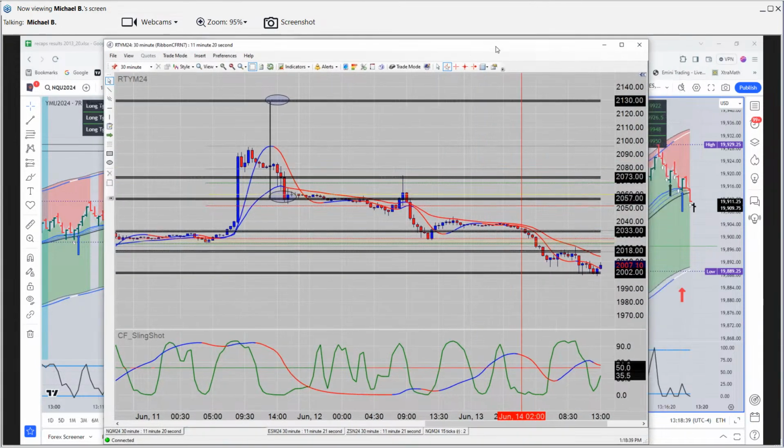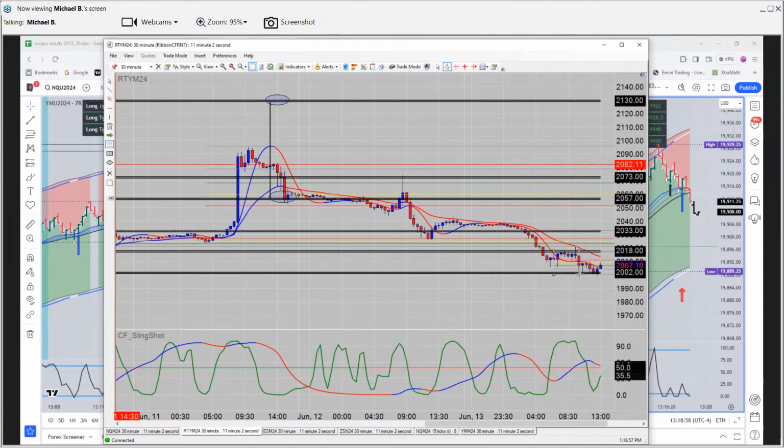Here we are. This is the Russell. Now the Russell's bouncing off this weekly trading zone. It's just getting above the MA1. It's also getting to the 50% move, 50% retracement of the day's action. So it's got a few things right here that's probably going to keep it down right now.